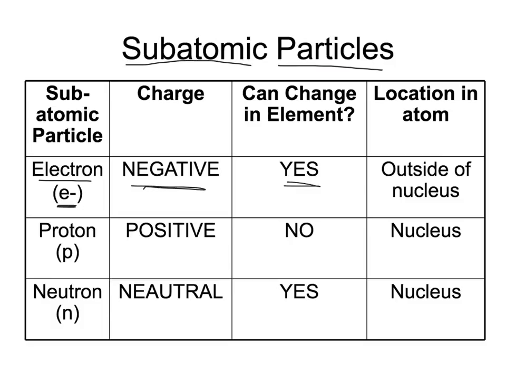It can change in an element. You can lose electrons and you can gain electrons. And these electrons are found outside of the nucleus.